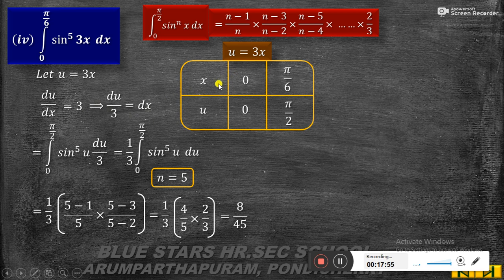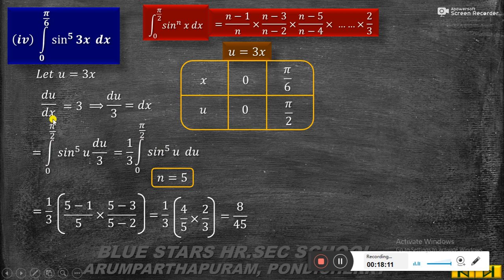Now you change the limit. The x limit is 0 to pi by 6. So you substitute x equal to 0, and you get u equal to 0. You substitute x equal to pi by 6: here 3 and 6 cancel, giving pi by 2. Therefore u equal to pi by 2. Therefore the limit is 0 to pi by 2.